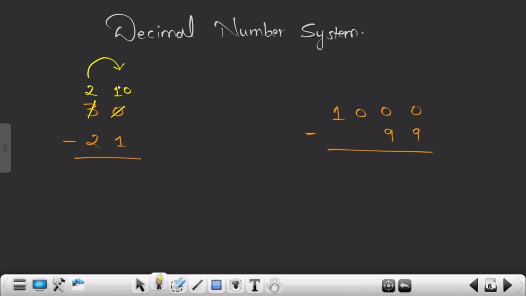Okay, so what is 10 minus 1? 10 minus 1 is 9, and what is 2 minus 2? 2 minus 2 is 0, so anyways the answer would be 9 only. Okay, I hope you know how to solve this kind of numericals.